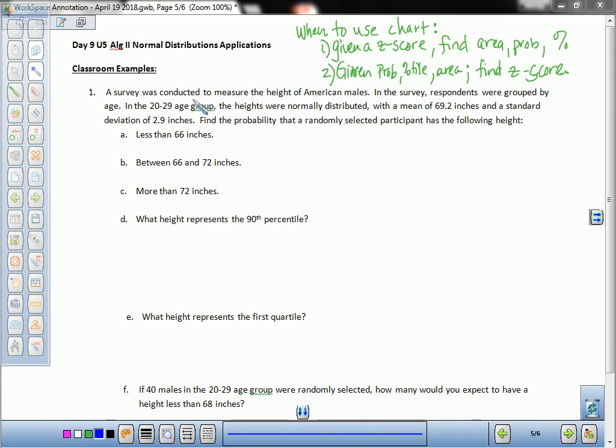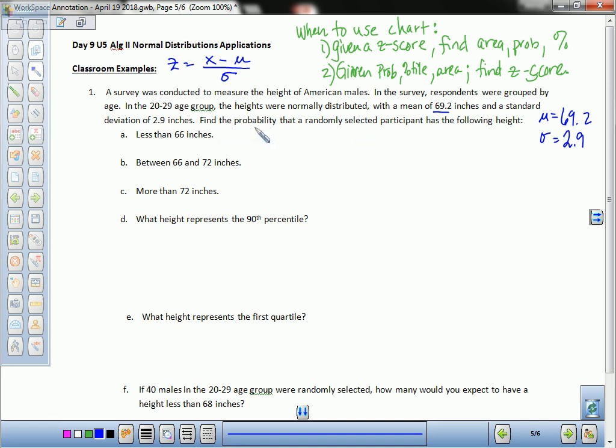A survey was conducted to measure the height of American males. In the survey, the responses were grouped by age. In the age 20 to 29 group, this is where the males quit growing. The heights were normally distributed with a mean of 69.2 and a standard deviation of 2.9. Those are important things because when we look to find a z-score, it's data minus mean, divided by standard deviation. Those are two of the things we need.